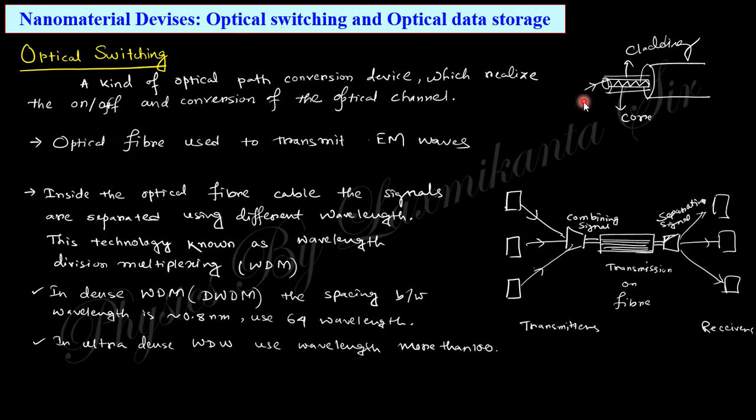Optical switching: you can see there is a core and cladding, and there are different lines, and all of them are transmitted here. Which lines operate like a switch. It operates like a switch. Inside the optical fiber cable, signals are separated using defined wavelengths. This technology is known as wavelength division multiplexing.